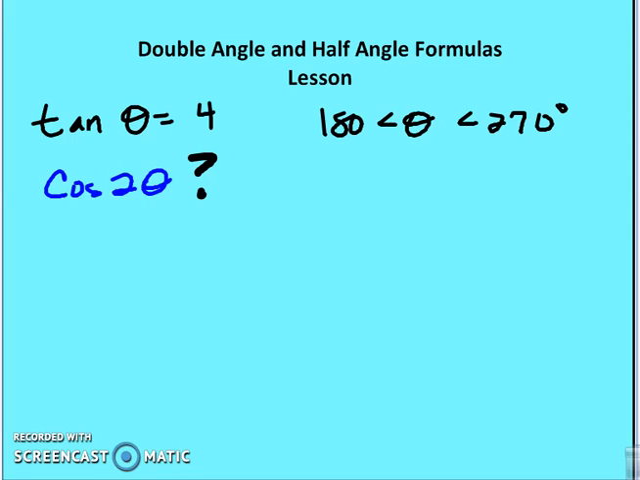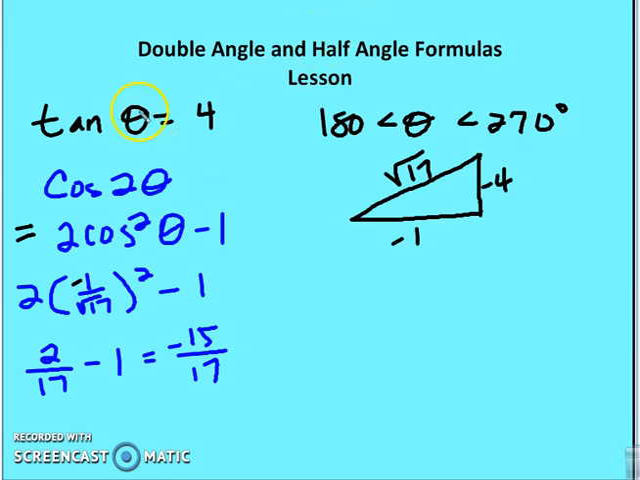Okay, next one, you guys can evaluate on your own. I'll come back in a moment. All right, so tangent theta is equal to 4, find cosine 2 theta. This is in the third quadrant. So if it's in the third quadrant, I know x and y values have to be negative. So my opposite over adjacent is going to be negative 4 over negative 1, which is equal to 4.